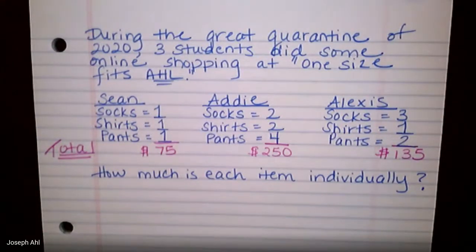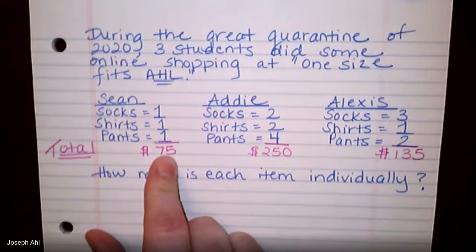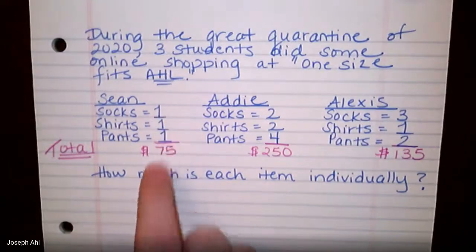Our 3 students are Sean, Addie, and Alexis. And Sean got 1 pair of socks, 1 shirt, 1 pair of pants for $75. Sean's a simple guy, just needs 1 of each. Okay, I mean, nobody's seeing Sean here, so he can probably get away with wearing those each day.